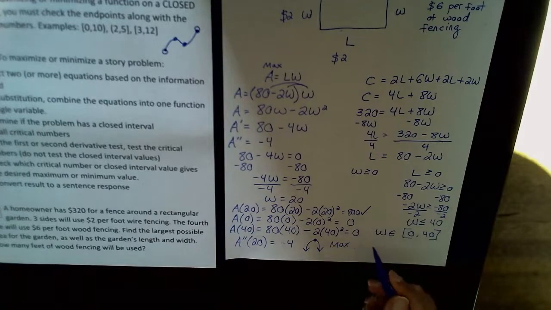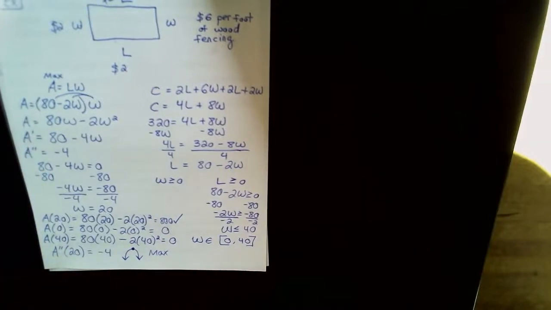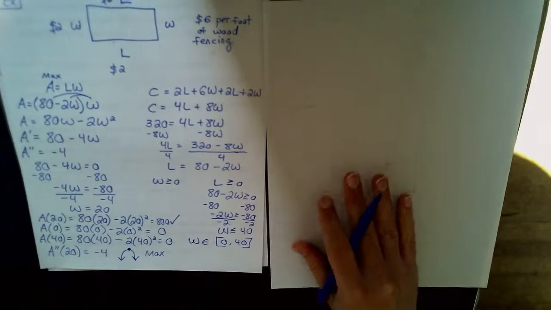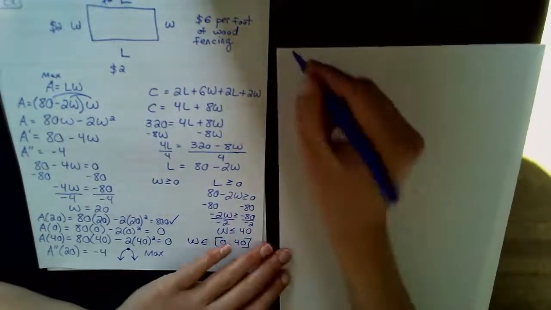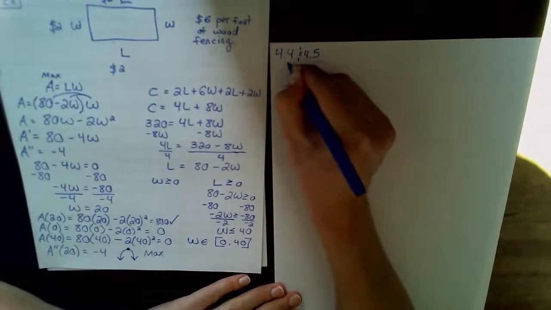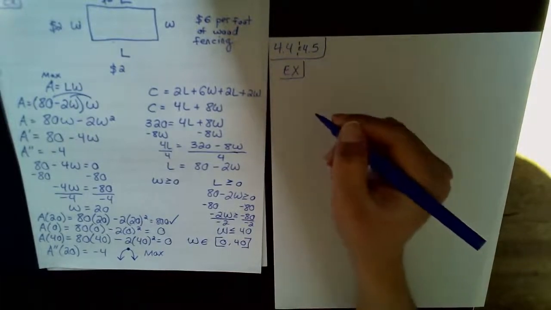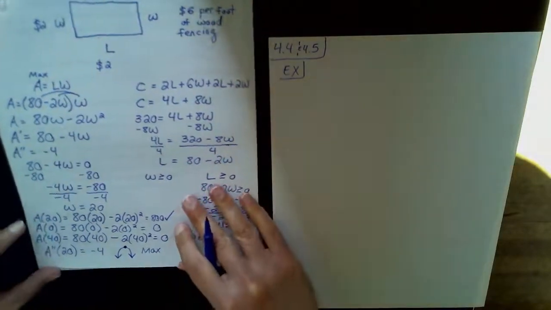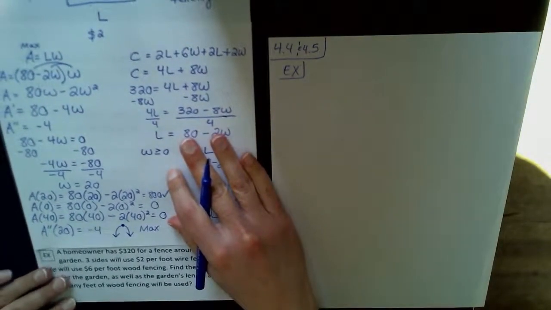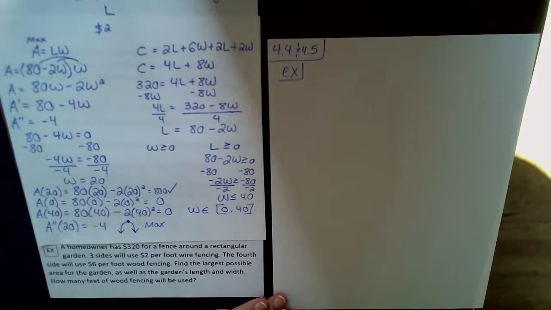Now that we have all of our critical information, we can plug this into a sentence answer. So I'm going to move this off to the side. I'll try to keep it in the view as much as possible. So continuing on, 4.4 and 4.5. The first thing that we were checking, just to move this a little bit in the view with the problem, was to find the largest possible area for the garden.